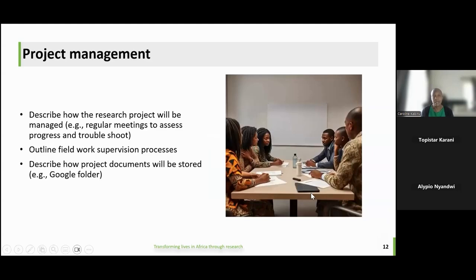And then it's useful to describe how you manage the project. And so this is true whether it's a research plan in a proposal or the research protocol. How will it be managed? Will you have regular meetings to assess progress and to troubleshoot? Or perhaps you'll communicate via email or any other approaches that you'll take to manage the project. And then outline field supervision processes.